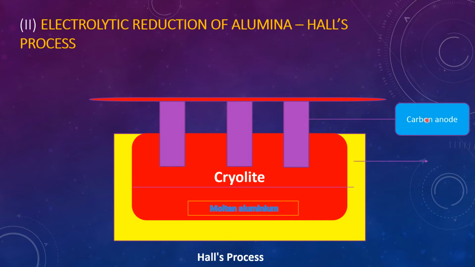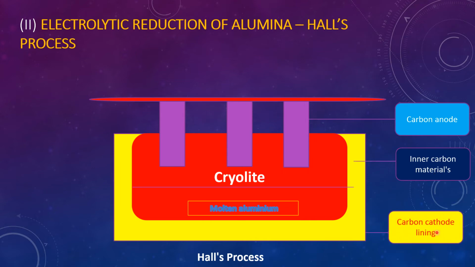Graphite is one type of carbon, and it acts as the anode. Then the inner carbon material is the coated material, the carbon cathode lining. This cryolite chamber, shown in yellow, is fully carbon cathode lining, because we have an anode but no separate cathode, so the carbon lining acts as the cathode.